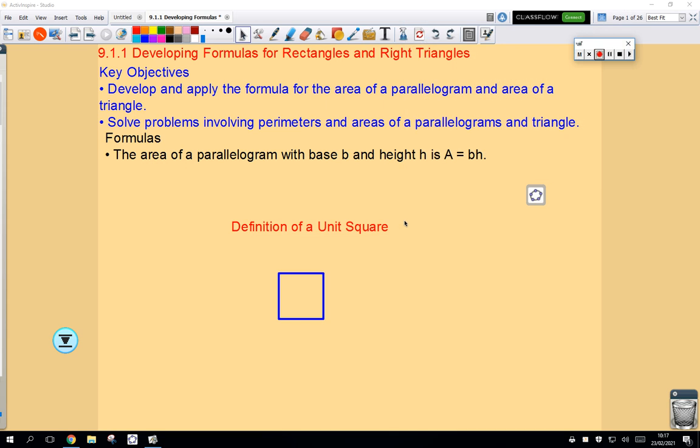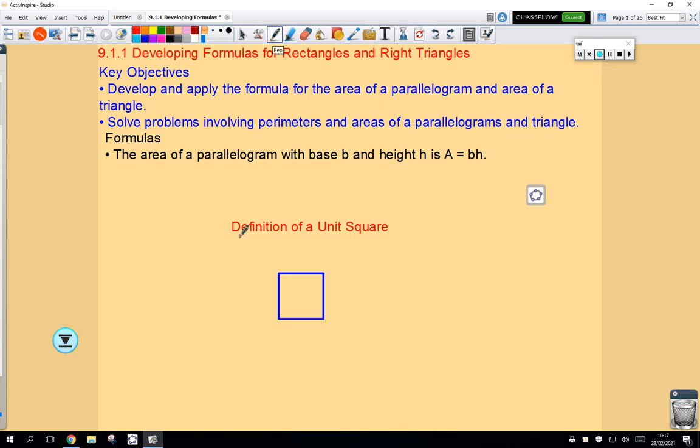Okay, in this lesson I want to look at developing some formulas for rectangles and right triangles. Just areas. I'm going to be talking about areas specifically. To find the perimeter of something, you just measure the distance around the outside. I'm just going to really be talking about area here.